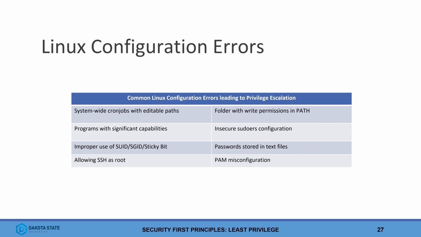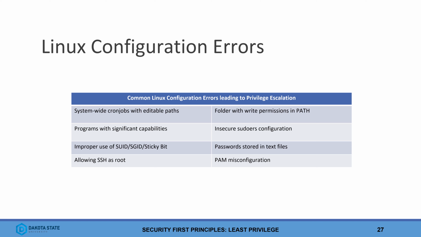There are also quite a few configuration errors in Linux that can be abused to obtain privesc. Once again, this is not a complete list. These are just some of the most common ones. If you want to know more about other privesc vulnerabilities, you can simply search for them, and there will be a tremendous amount available for you to explore there. But let's look at some of these. System-wide cron jobs with editable paths.